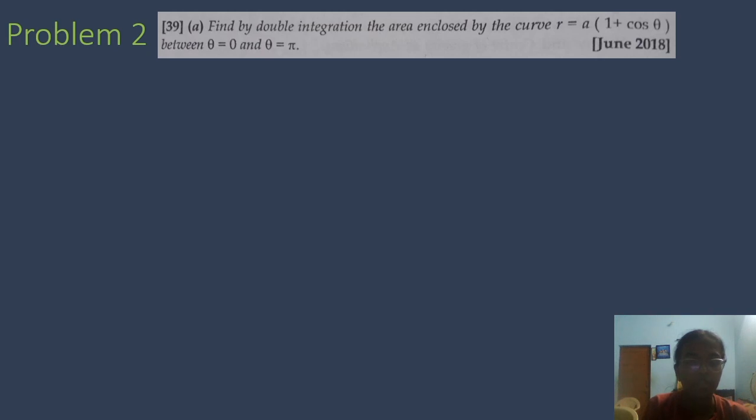Now let us look at the second problem. This is to find the area enclosed by a curve in polar form. Find by double integration the area enclosed by the curve r equals a into 1 plus cos theta between theta equals 0 and theta equals pi.